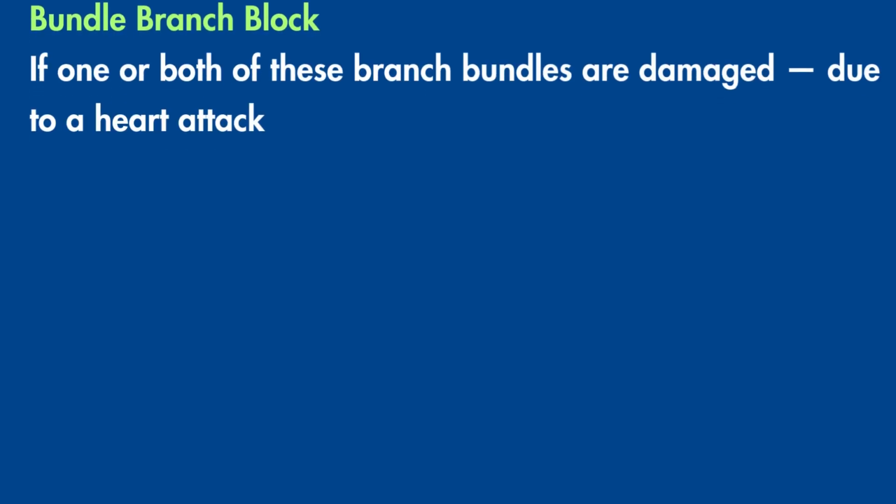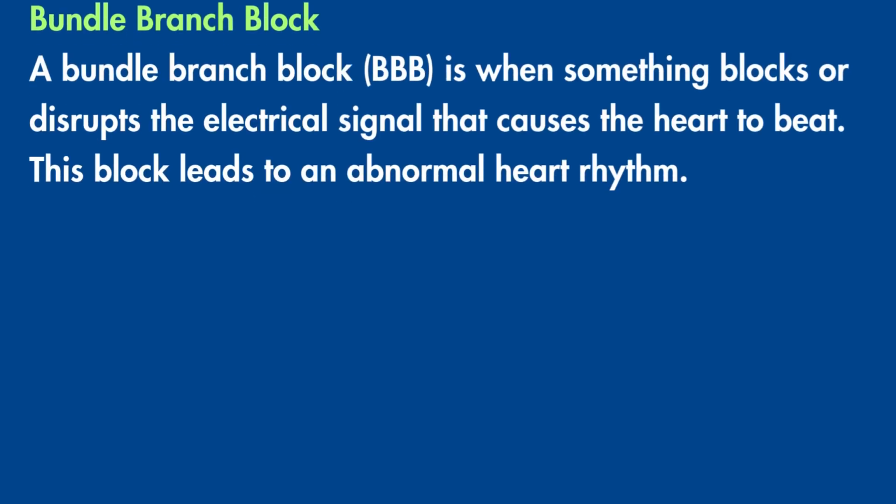If one or both of these bundle branches are damaged due to a heart attack, for example, the electrical impulses can become blocked. As a result, the heart beats irregularly. A bundle branch block is when something blocks or disrupts the electrical signal that causes the heart to beat. This block leads to an abnormal heart rhythm.